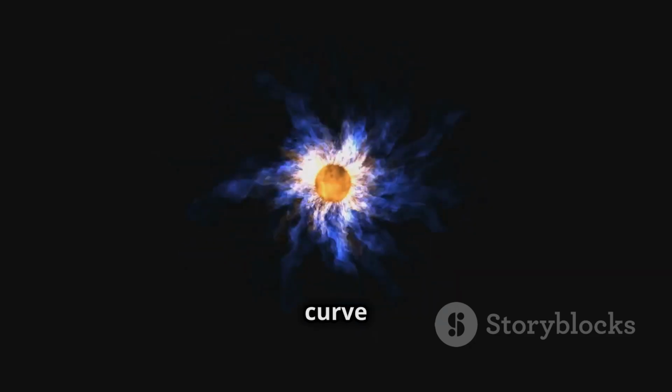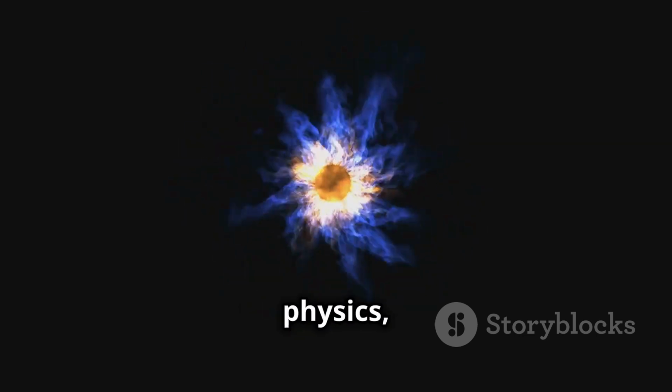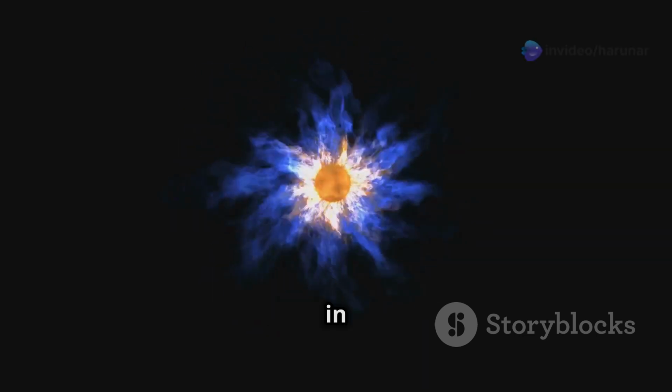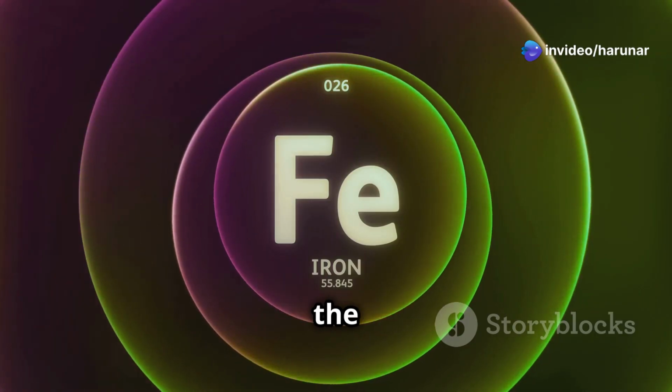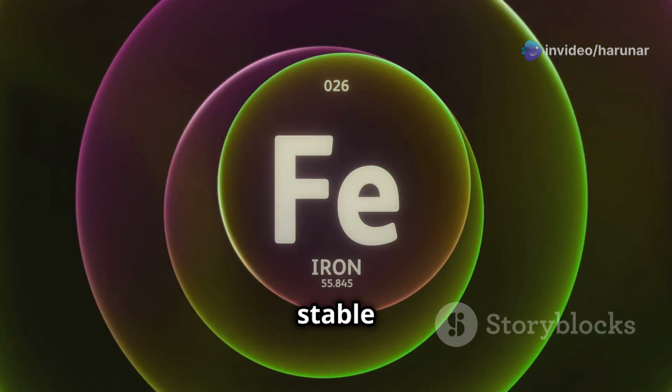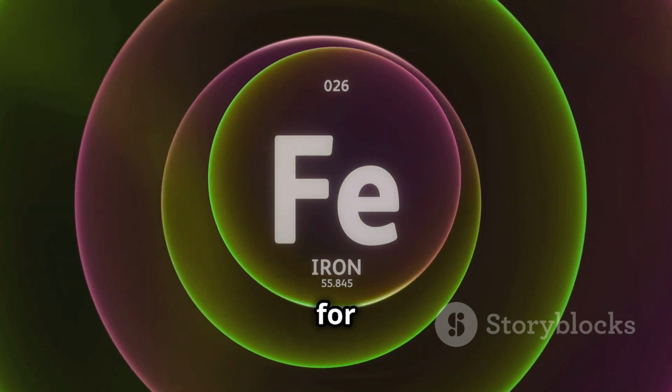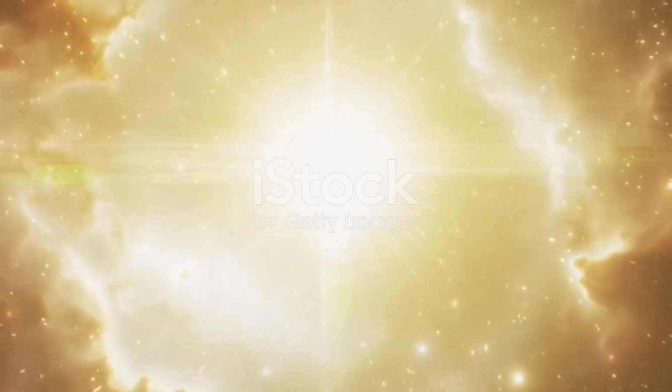The binding energy curve is a fundamental concept in nuclear physics, explaining the energy release in nuclear reactions and the limitations of stellar fusion. It highlights the unique position of iron as the most stable element and a cosmic roadblock for element creation in stars.